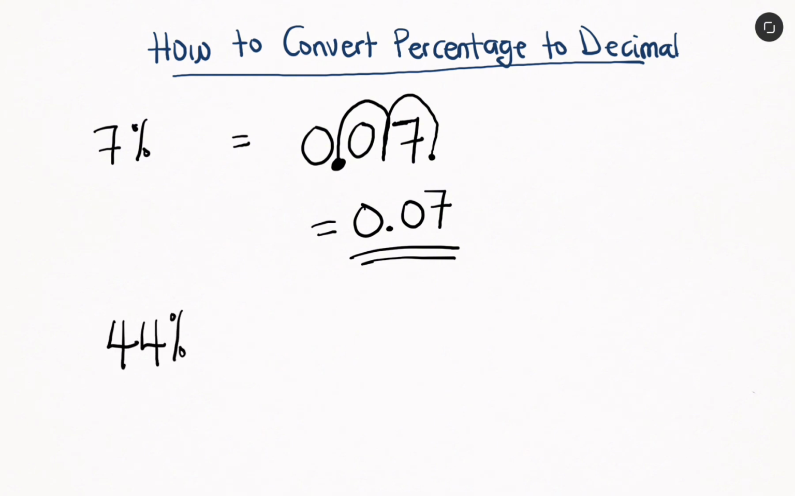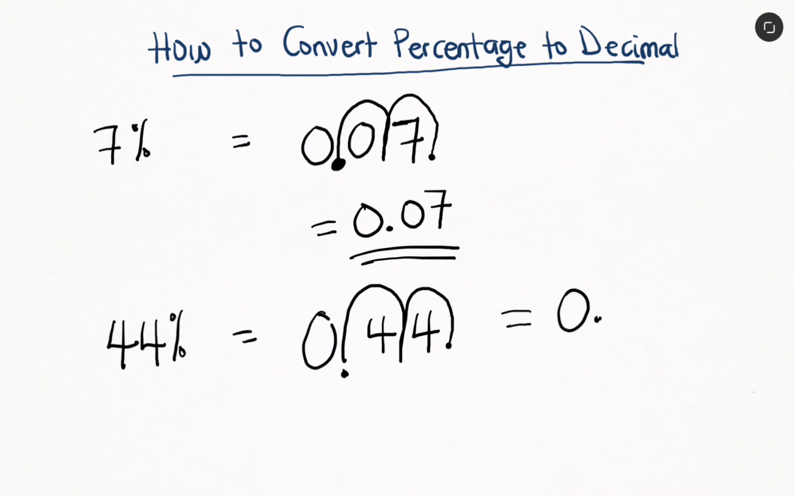Now let's look at 44%. For 44%, we write 44. Then the decimal point is over here. Because we are dealing with percentage, we move the decimal point from our right to our left twice. So I'll do that, 1, 2. So the new decimal place is over here. Then I put 0 in front of it. So this is equal to 0.44 as my answer. So this is how we convert percentage to decimals.